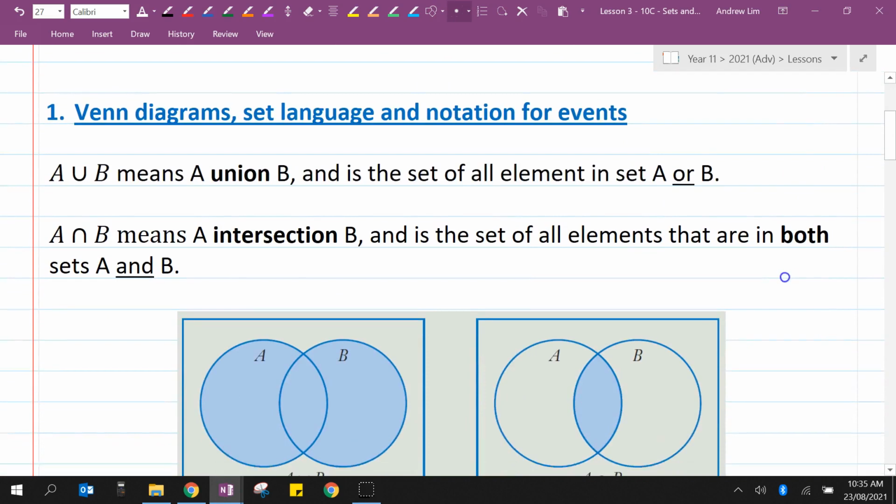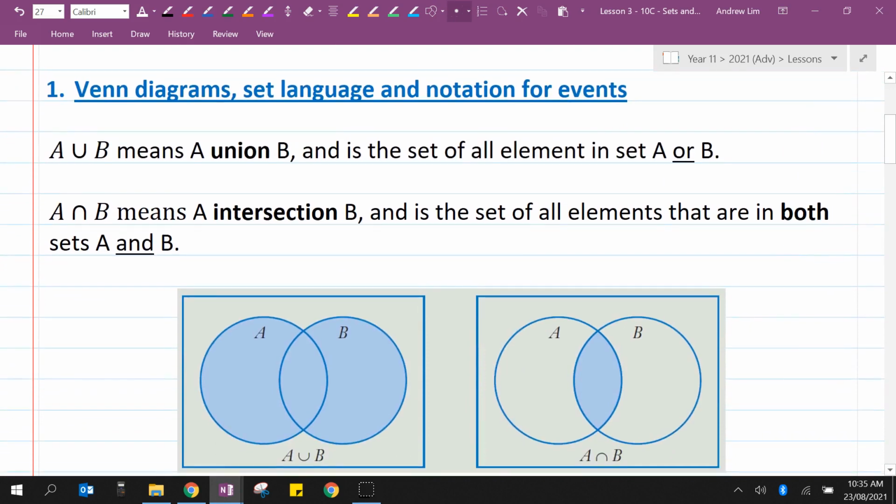So let's have a look at part 1, Venn diagrams, set language and notation for events. A union B is the set of all elements in set A or B. So this union symbol means OR, and in terms of Venn diagrams, it means everything inside the circles.